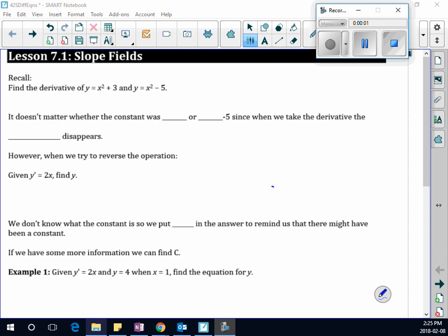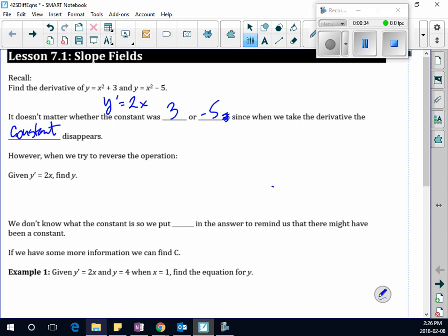Of y equals x squared plus 3 and y equals x squared minus 5, y prime equals 2x. It doesn't matter whether the constant was 3 or negative 5, since when we take the derivative, the constant disappears.